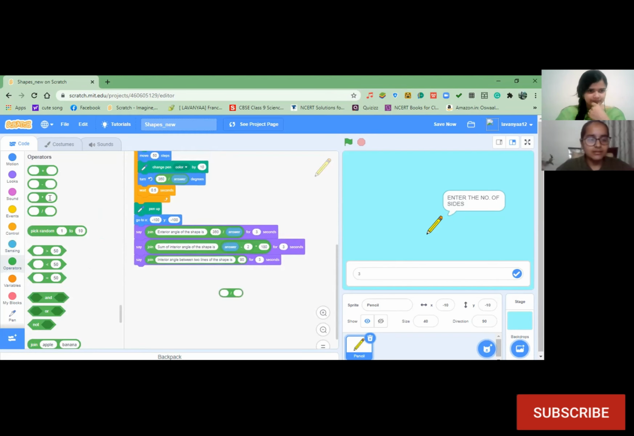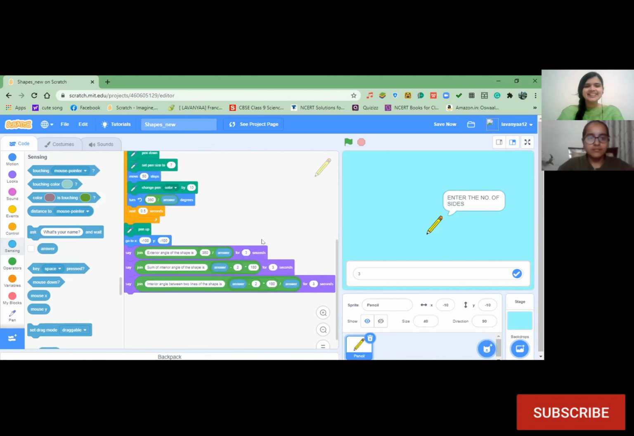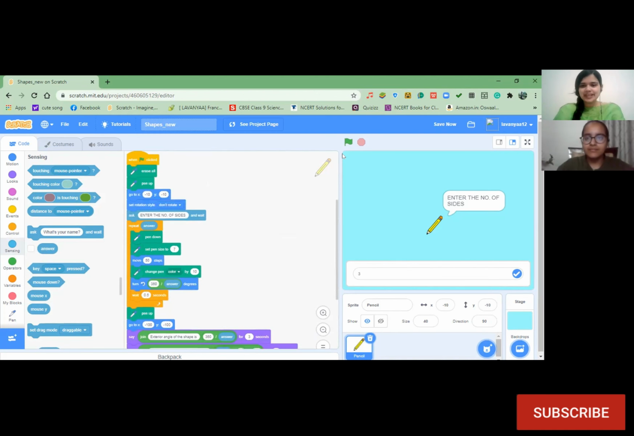Divide. Then the multiplication block. And then we will add the subtraction. So the whole thing which was before, we are dividing it by the number of sides, right? And -2 into 180 divided by the number of sides. Perfect.